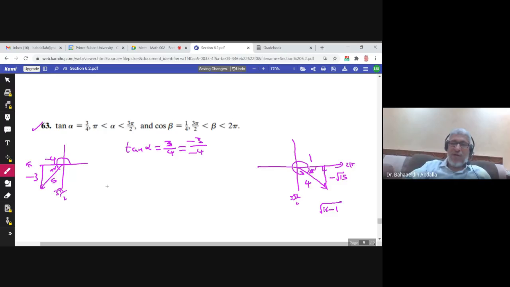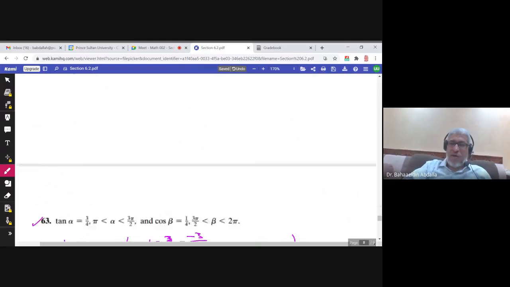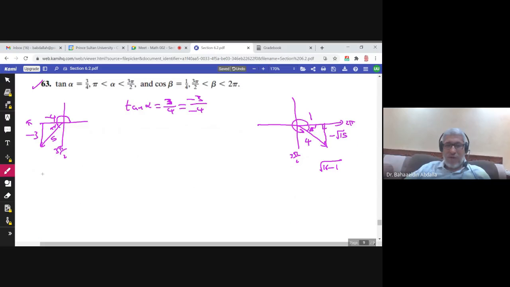What do we need to find? We need to find sine of alpha plus beta or cosine of alpha plus beta. So please, at home, find cosine of alpha plus beta using these two triangles.